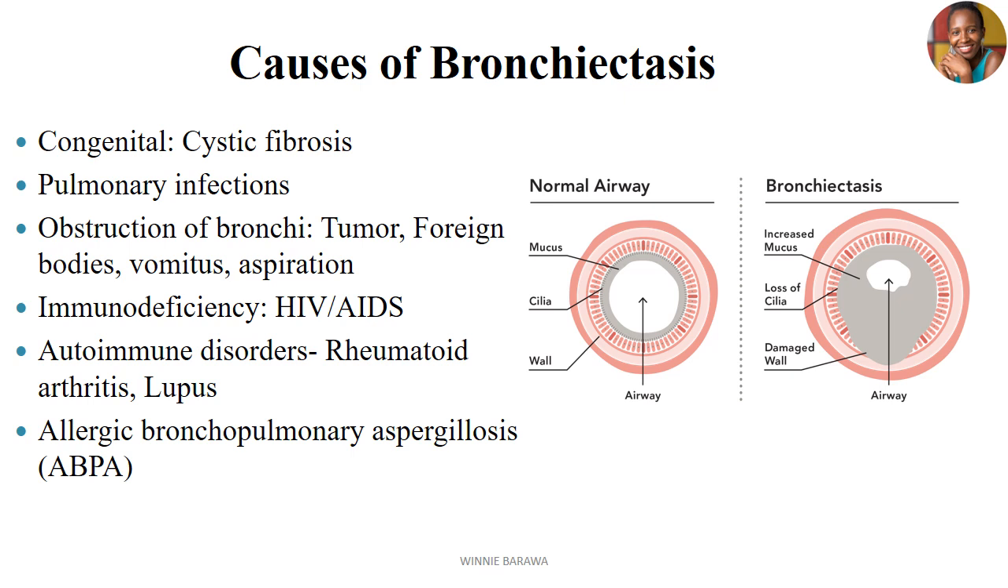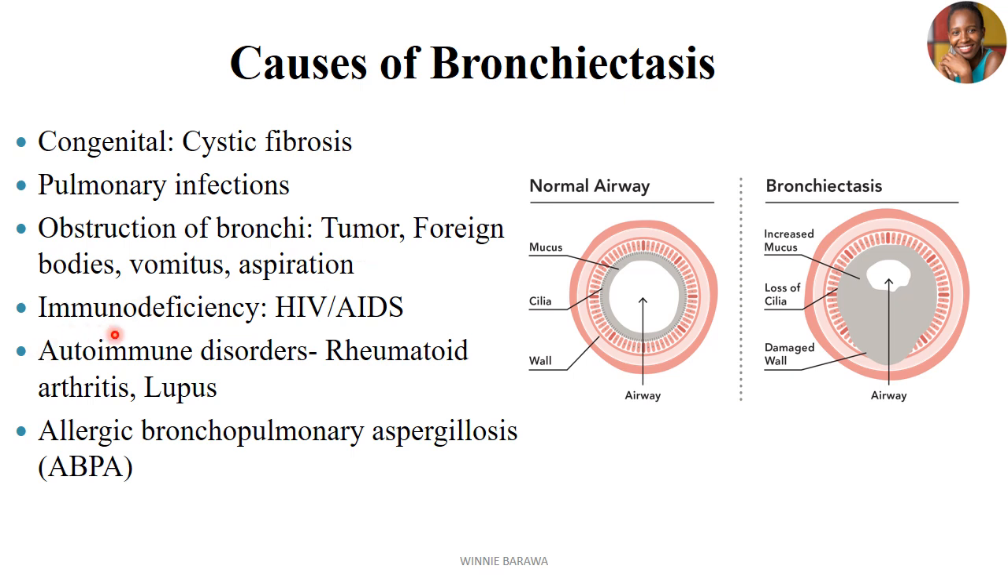So on the causes of bronchiectasis, the causes can be widespread, all the way from congenital causes to allergic causes. So we have the congenital cause, which can include cystic fibrosis. Then we have causes such as pulmonary infections that can exhibit the presence of this inflammation and further destruction of the walls. Then we have obstruction of the bronchi by obstructive substances like tumors, foreign bodies, thick vomitus, or even aspiration materials. So in the presence of an obstruction, there is a trigger to start inflammation processes that can actually lead to swelling and destruction of these walls.